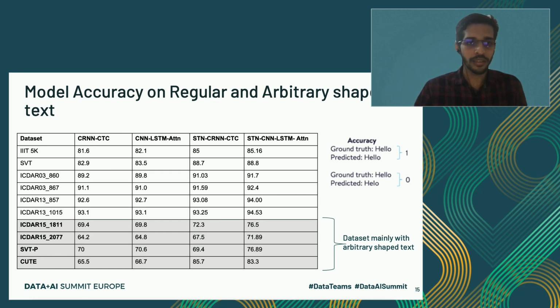Similarly, the same thing holds good for the ICDAR 15 or SVT perspective dataset. So you can see that spatial transformations have definitely helped us in recognizing arbitrary shape text, and that is clearly evident in the accuracies presented over here.